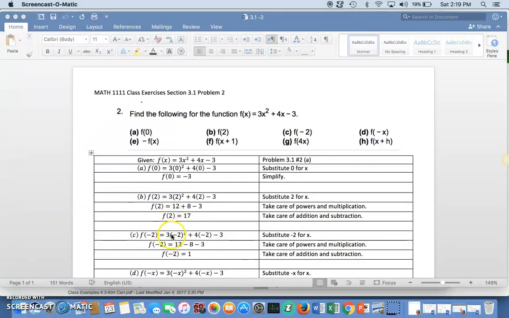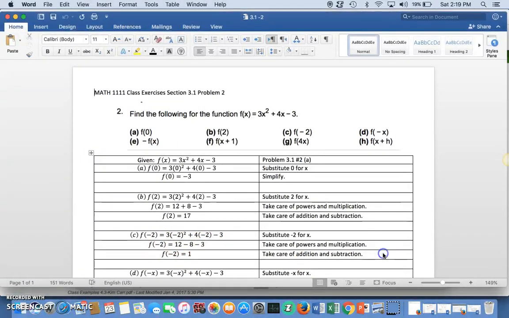For C, the next one, you plug in a -2. -2 squared is 4, and 3 times 4 is still 12. 4 times -2 becomes a -8, minus 3. So 12 minus 8 is 4, minus 3 is 1. You found the value of f of -2.